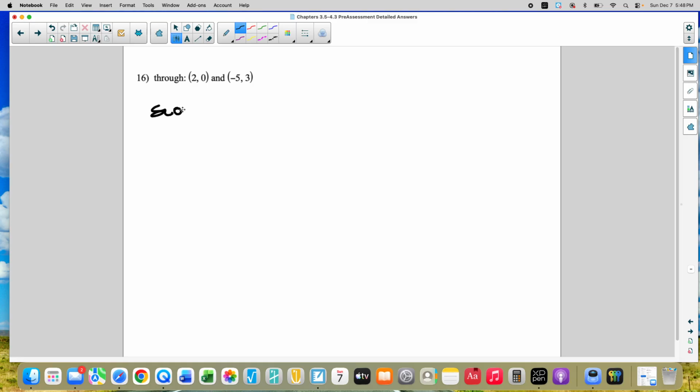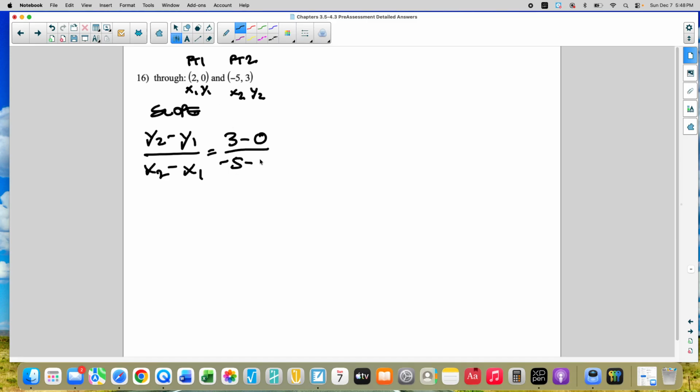So let's find the slope. Remember, for slope, you use y sub 2 minus y sub 1 over x sub 2 minus x sub 1. This is my point 1. This is point 2. So this is x sub 1, y sub 1. That's my x value in my first point, my x value in my second point, y value in the second point. So if we substitute y sub 2, that's 3 minus 0 over negative 5 minus 2, which leaves us with 3 over negative 7. That's good, right? That looks correct.